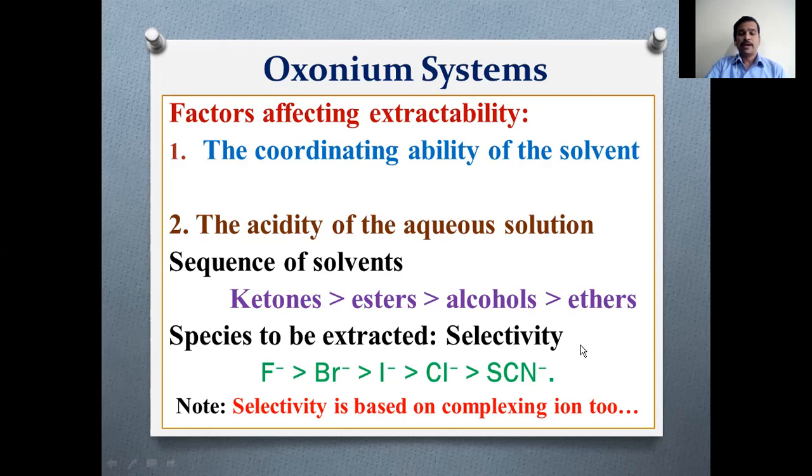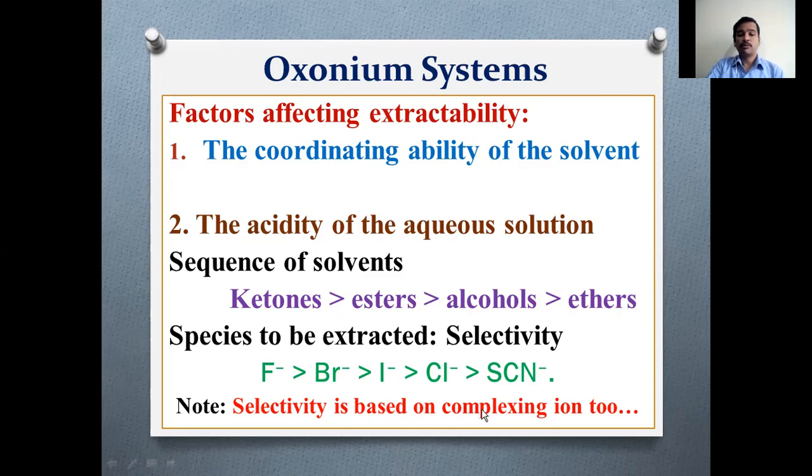And when you go to the species to be extracted, you take any metal, the selectivity of extraction will be increased based on the coordinating anion, which is more electronegative, combined with the metal. It is very important. You take a series of complexes. The selectivity of the extraction for fluoro complexes will be very, very high, because their coordinating ability with the solvent we are taking will be more. Therefore, fluoro complexes can be extracted with more selectivity than bromo complexes, than iodo complexes, similarly chloro and thiocyanate complexes.